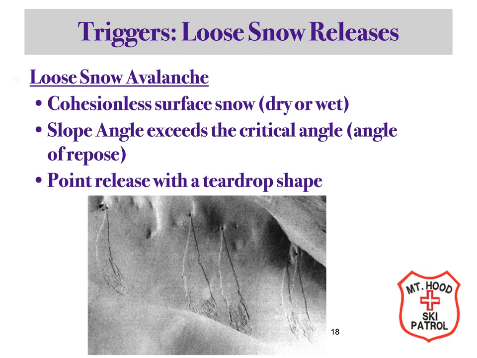A loose snow avalanche has a different release mechanism. Since there is not a cohesive layer, release occurs when the slope angle exceeds the angle of repose and gravity overcomes friction. Release occurs at a specific point and proceeds to gather adjacent snow as the slide progresses. The release has a teardrop shape as it expands down the slope.